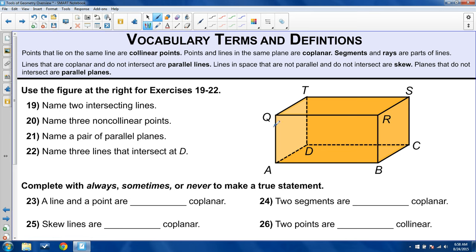Q, T, and D. Right? QT has a line here, T and D has a line here, Q and D has a line here, but they aren't all the same line. So Q, T, and D. You can name any 3. I'm just giving you an example.